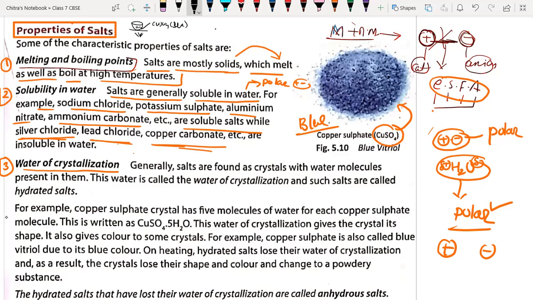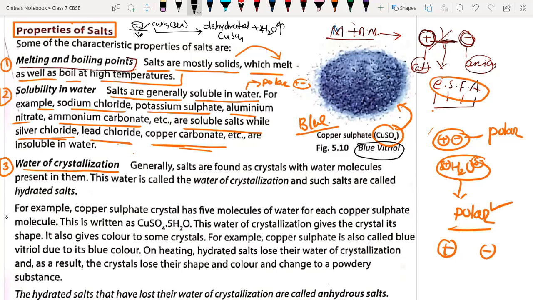If we heat that, the blue copper sulfate contains water molecules that will evaporate. The H2O molecules will be removed, and only dehydrated CuSO4 will be present. The copper sulfate which is blue is the hydrated one, meaning it contains water molecules. It appears blue in color, that's why it is called blue vitriol.